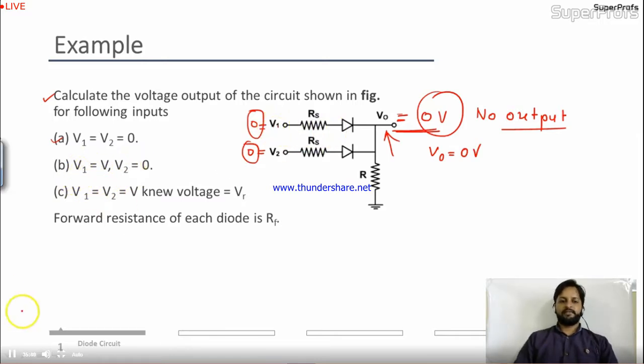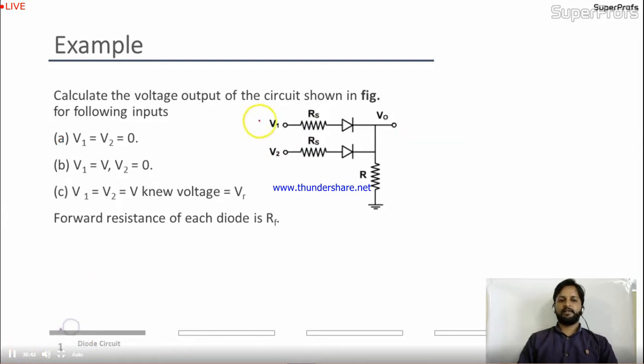Okay, come to the second condition, and in the second condition, V1 equal to V volt. Where is the V? Here is the V, and V is V volt. Okay, let's take this V like 5 volt. Come to V2. V2 is 0 volt. Okay, 0 volt means this one is grounded. Now who will conduct? This will conduct definitely, because this will be in forward bias now.